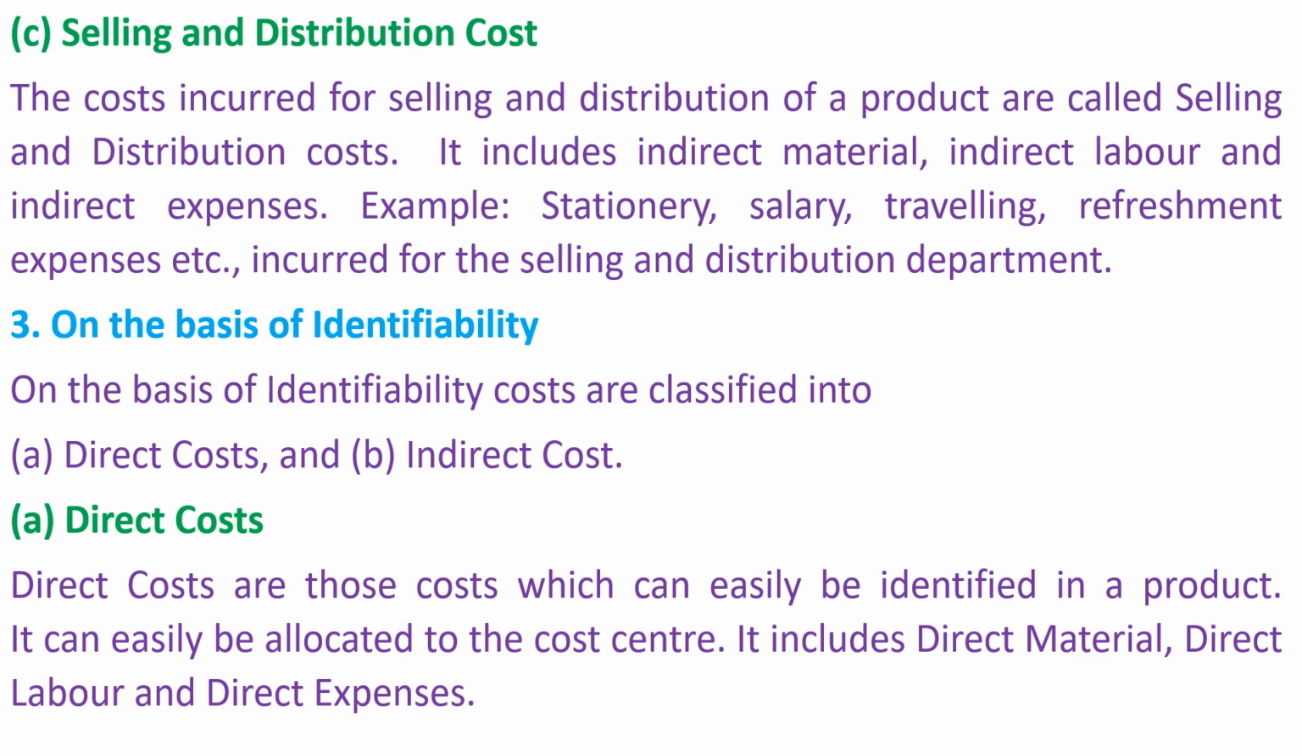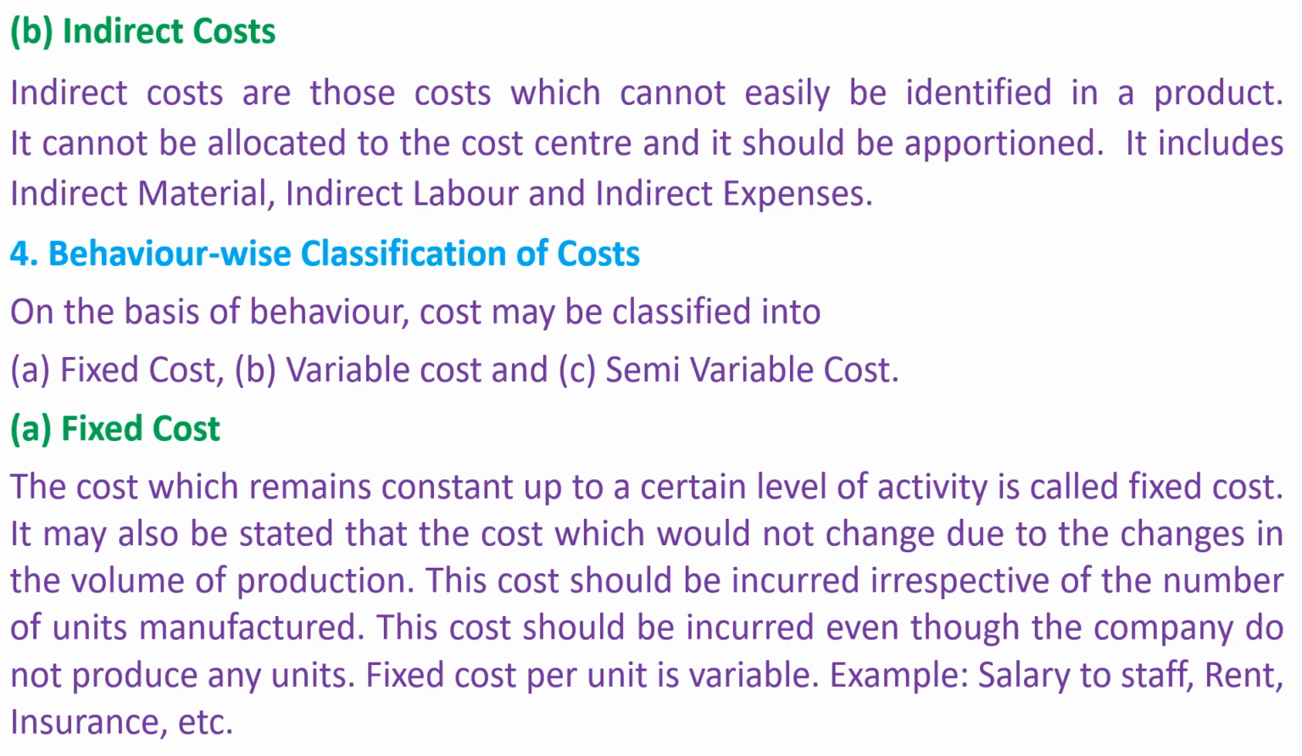3. On the basis of identifiability. On the basis of identifiability, costs are classified into a. Direct costs, and b. Indirect costs. A. Direct costs. Direct costs are those costs which can easily be identified in a product. It can easily be allocated to the cost center. It includes direct material, direct labor, and direct expenses. B. Indirect costs. Indirect costs are those costs which cannot easily be identified in a product. It cannot be allocated to the cost center and it should be apportioned. It includes indirect material, indirect labor, and indirect expenses.